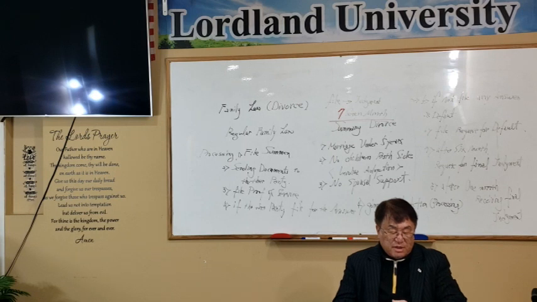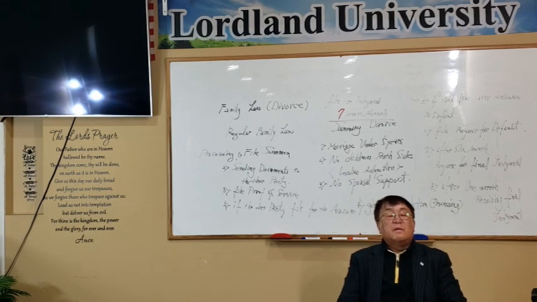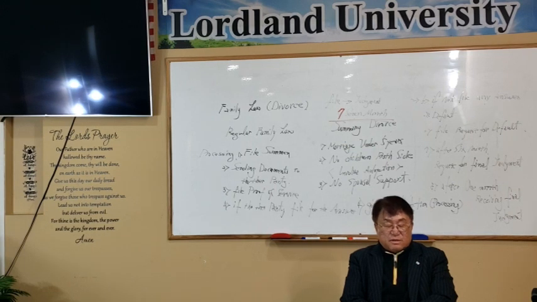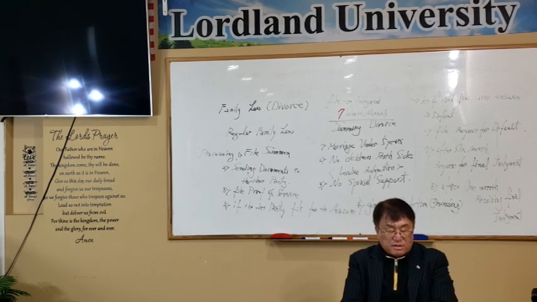Number 6, child custody and visitation, parenting time. Legal custody of children: petitioner, respondent, or joint. Normally legal custody is joint. Legal custody means who handles this child when they marry, when they go to school, when they go to the hospital. In that case both parties have the right. That's legal custody, and it is joint.